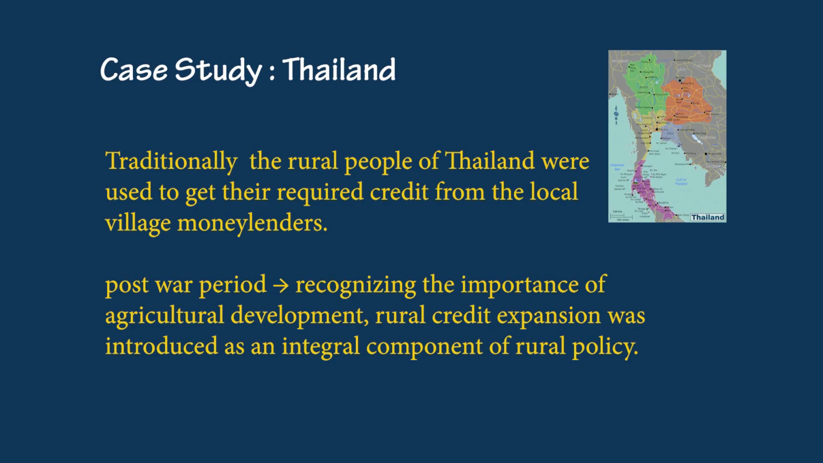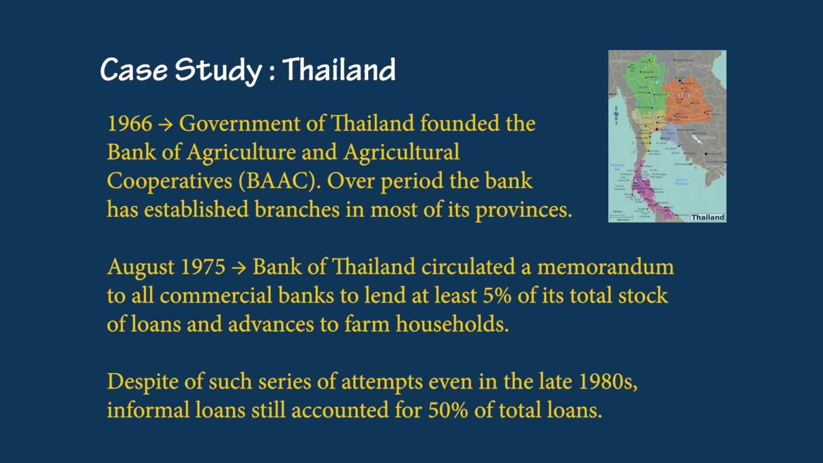In Thailand, we find that traditionally the rural people used to get their required credit from local village moneylenders. In the post-war period, recognizing the importance of agricultural development, rural credit expansion was introduced as an integral component of rural policy. In 1966, the government of Thailand founded the Bank of Agriculture and Agricultural Cooperatives.